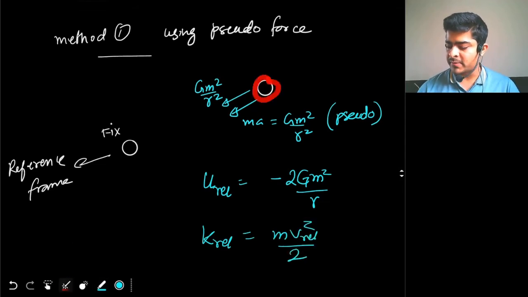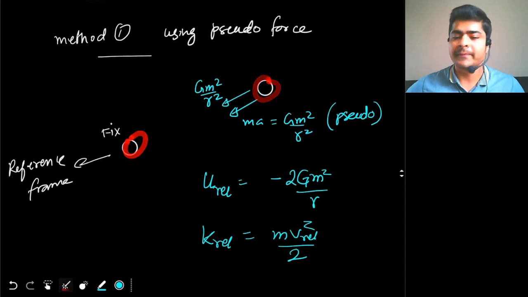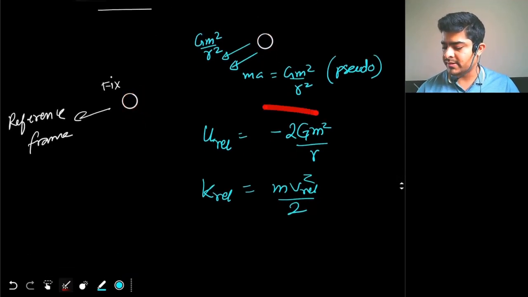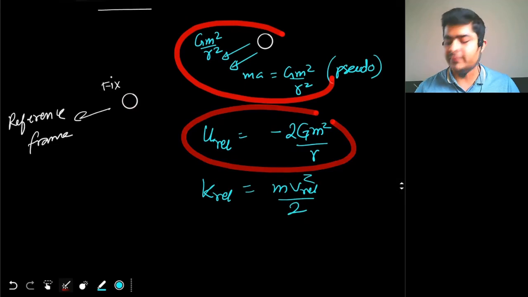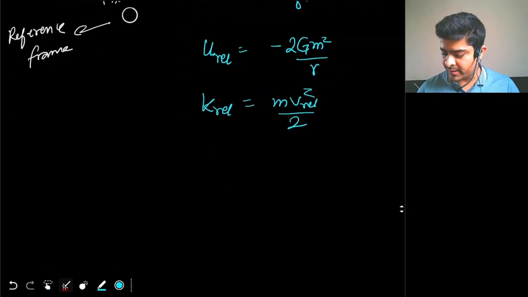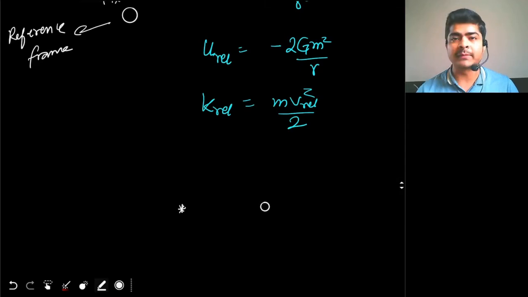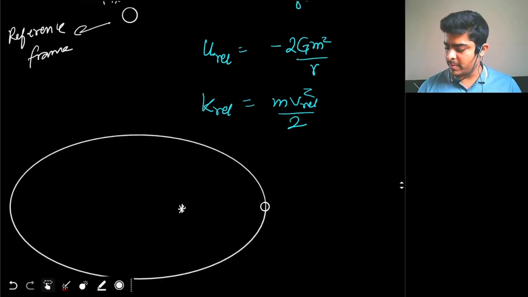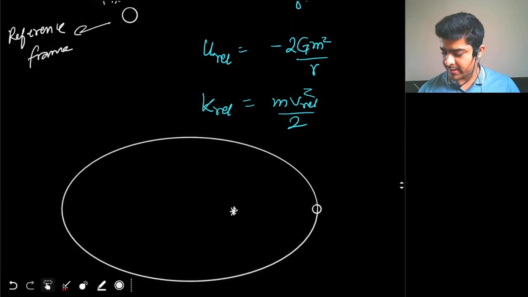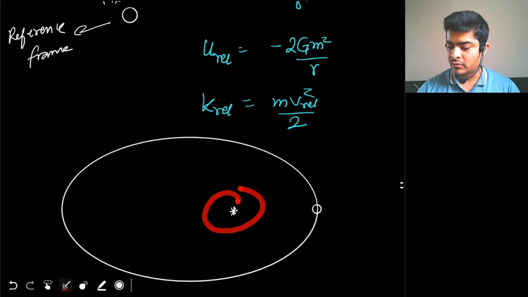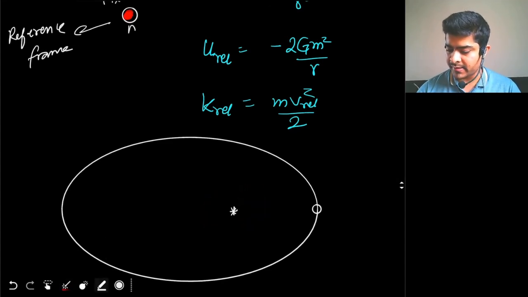Here v relative is the velocity of this particle with respect to the other particle. Simple. So now this is still a new type of gravitational force, a central force. So we can safely assume that the second particle will perform elliptical motion. So this will be my elliptical motion. Actually, let's bring it a bit to the center. This one is the fixed mass, let's call it A. This is the fixed mass A, and this is the second mass B.